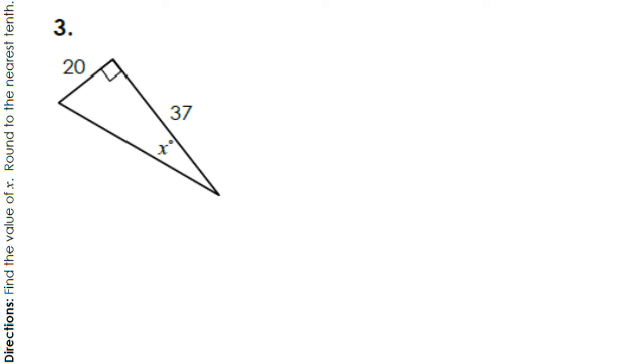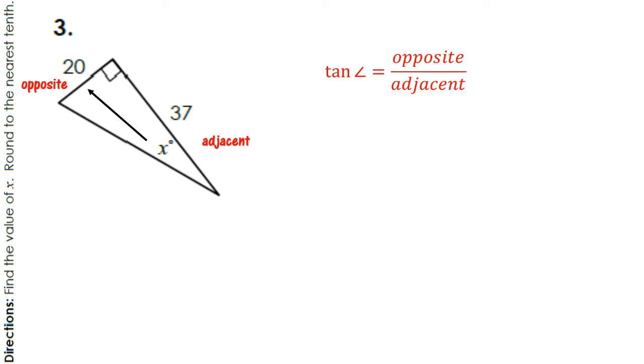Example 3. First thing I'm going to do is identify my sides. Across from the x is the opposite side. The other side is the adjacent because it helps to form the 90 degrees. So if I'm dealing with opposite and adjacent, I know that I'm talking about tangent. The tangent of the angle is the opposite divided by the adjacent, or the tangent of x is equal to 20 over 37.